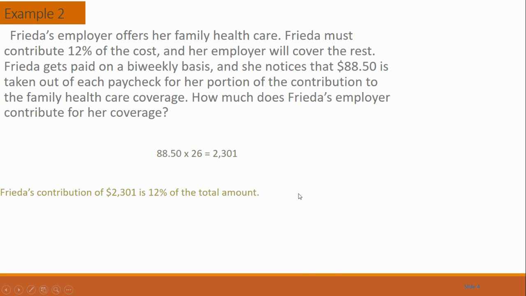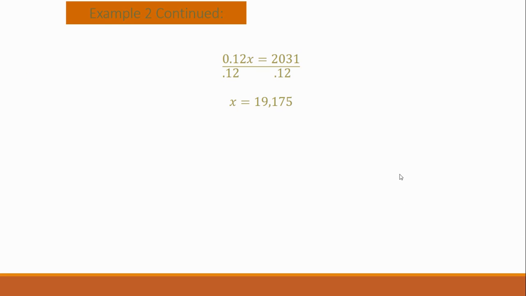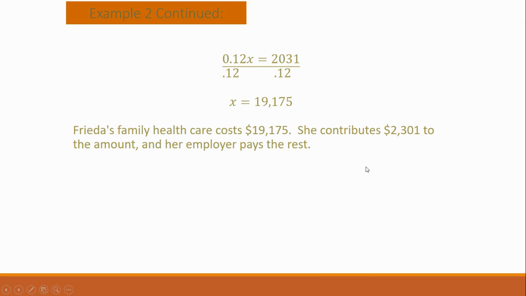Okay, so now we want to continue on to our next step. We are going to take her 12% times x, which equals 2,301. We're going to solve for x. We are dividing by 0.12. Remember, again, you make your percentages into decimals, making 12% into 0.12, and our x equals $19,175. So this is how much Frida's healthcare costs, and she only contributes $2,301, so that's actually pretty good, and her employer pays the rest of it.